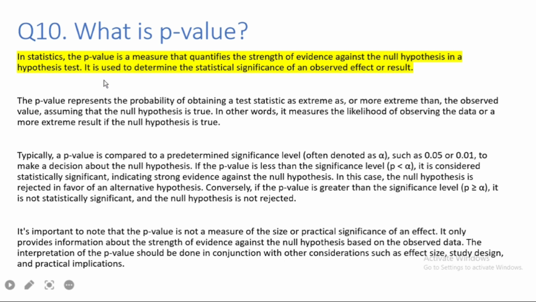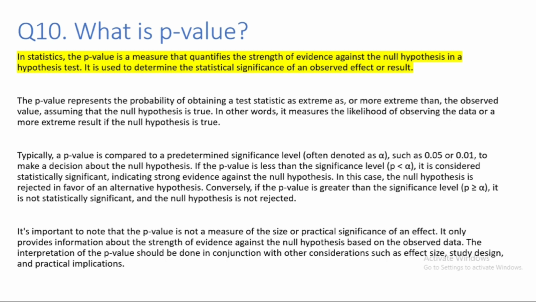What is p-value? The p-value is a measure that quantifies the strength of evidence against the null hypothesis in a hypothesis test. It is used to determine the statistical significance of an observed effect or result. The p-value represents the probability of obtaining a test statistic as extreme as or more extreme than the observed value, assuming that the null hypothesis is true.